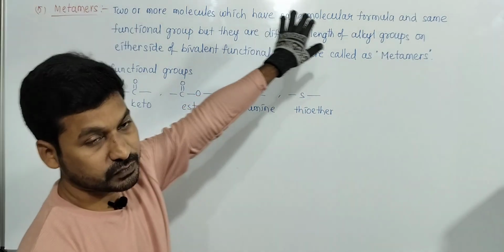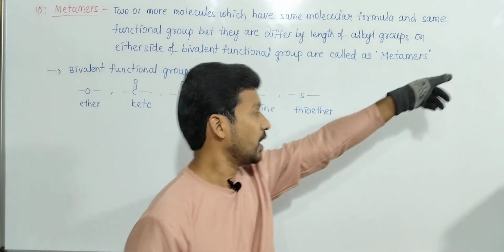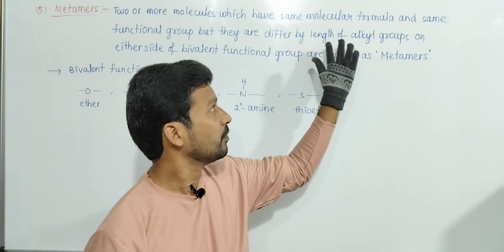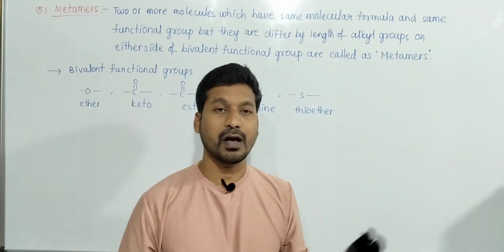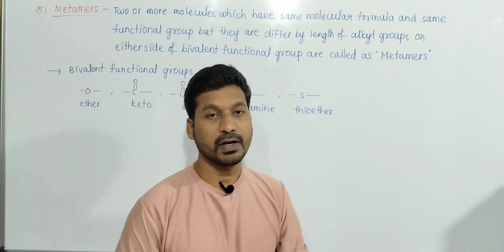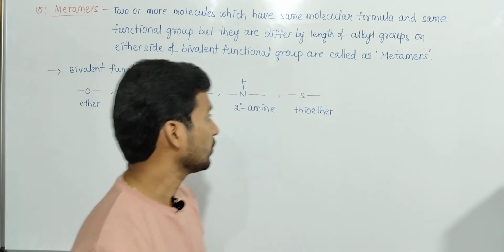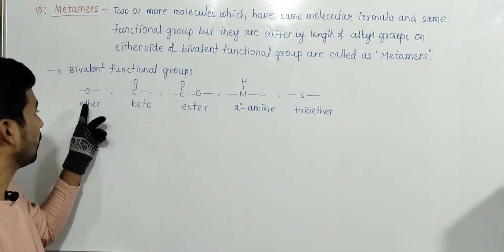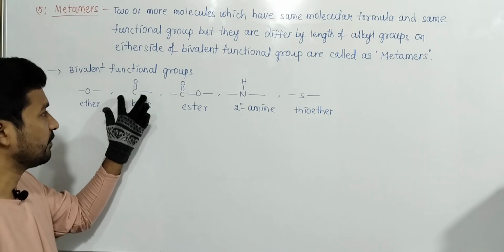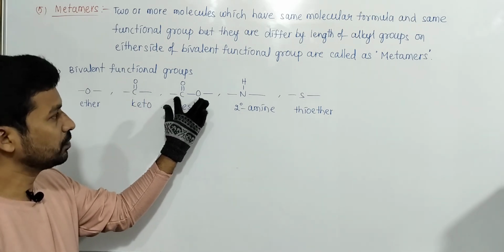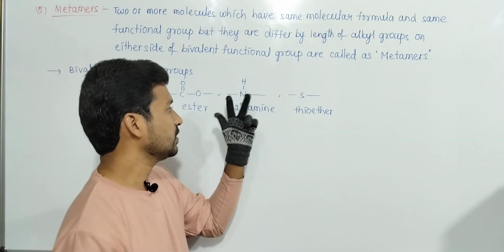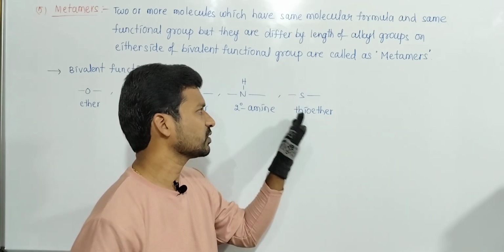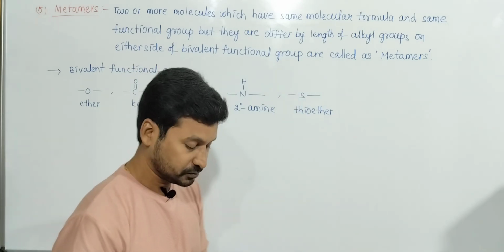What are metamers? Two or more molecules which have the same molecular formula and same functional group, but differ by the length of alkyl groups on either side of a bivalent functional group. What are bivalent functional groups? Ether, O and keto group, bivalent functional groups. Ester group, bivalent functional group. Amines, bivalent functional group. Thioethers also are bivalent functional groups. Of course, thioethers are not in our syllabus.